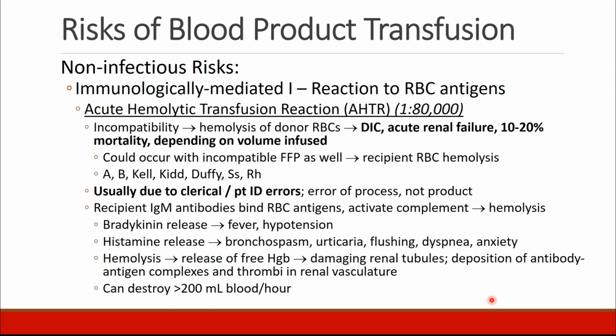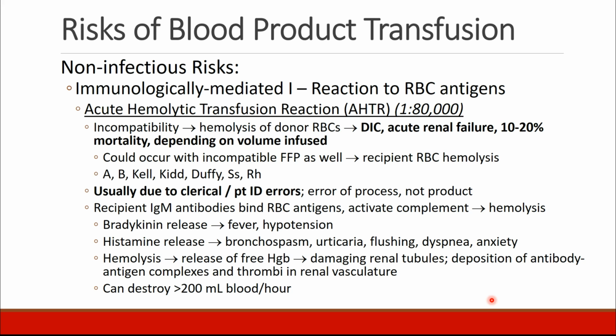Next, we're going to spend some time talking about the non-infectious risks. I like to categorize these, and the first category is immunologically mediated risks, and specifically we're going to start with reaction to the antigens on the red blood cells. So the first one would be an acute hemolytic transfusion reaction with an incidence of about 1 in 80,000. This occurs when incompatible red cells are transfused. This leads to hemolysis of the donor red blood cells.